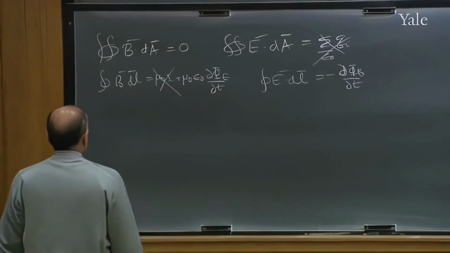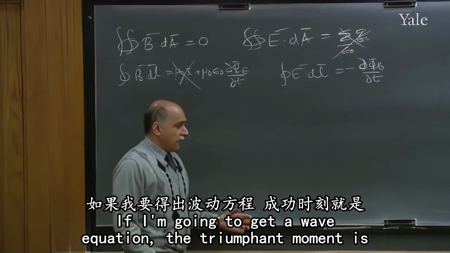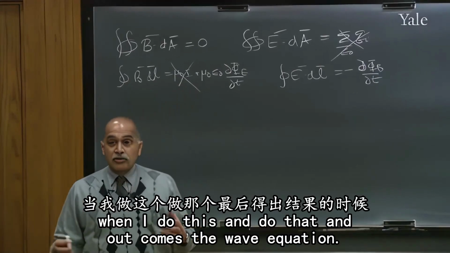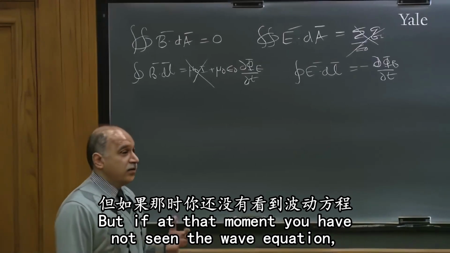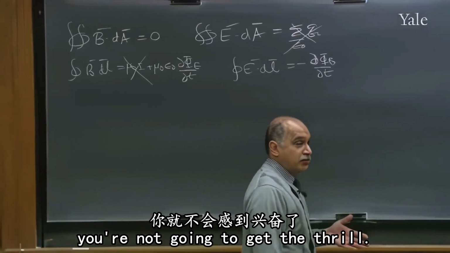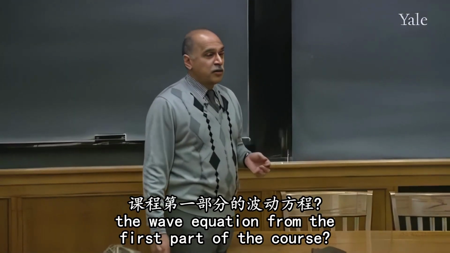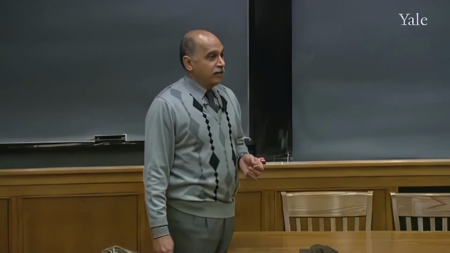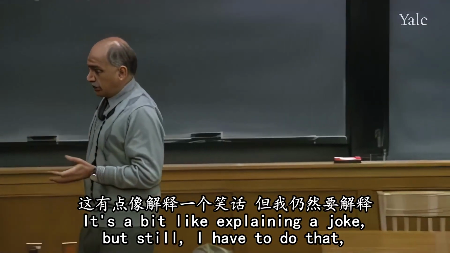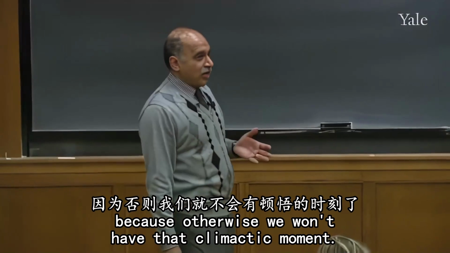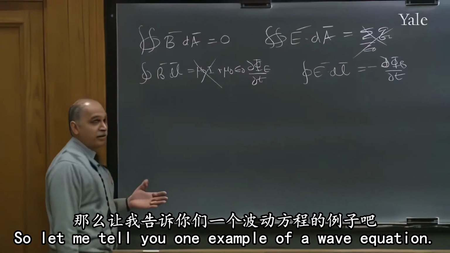All right. Now, if I'm going to get a wave equation, the triumphant moment is when I do this and do that, and out comes the wave equation. But if at that moment you have not seen the wave equation, you're not going to get the thrill. So I have to know how many people remember the wave equation from the first part of the course. Okay, so I think I have to remind you of what that is. It's a bit like explaining a joke, but still I have to do that because otherwise we won't have that climactic moment. So let me tell you one example of a wave equation.